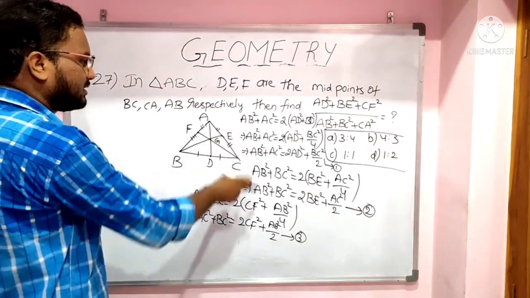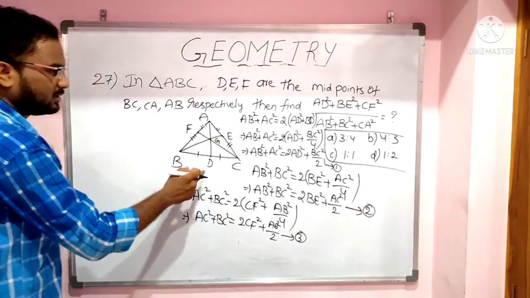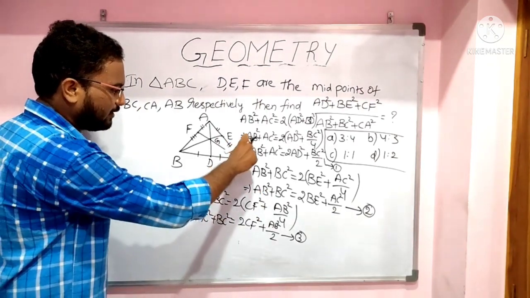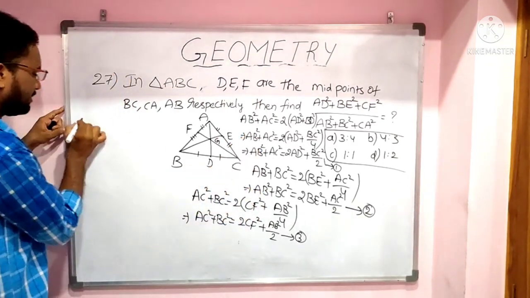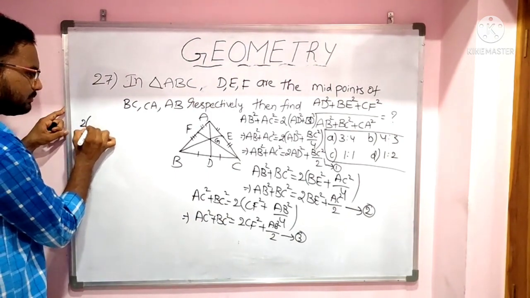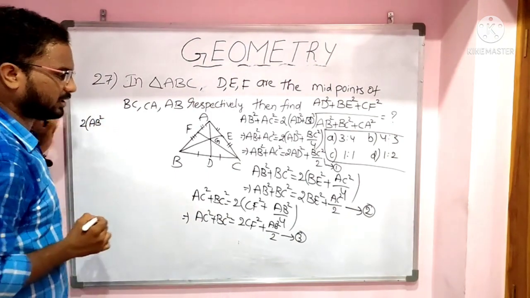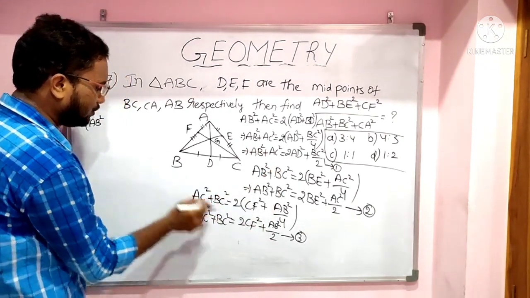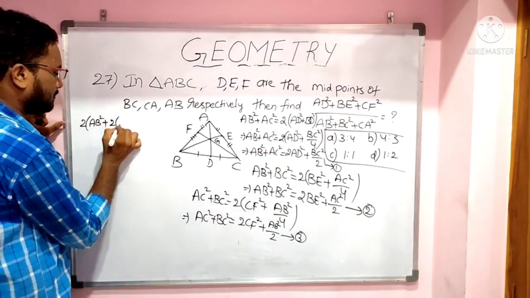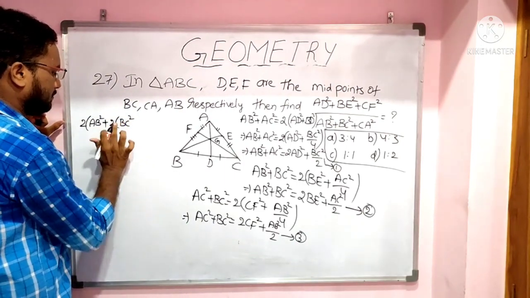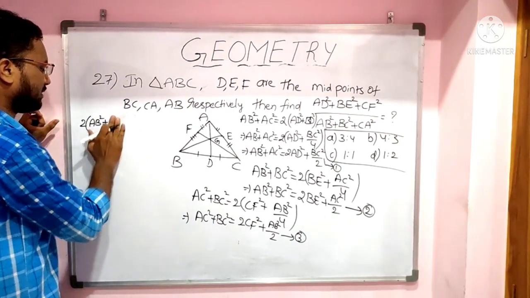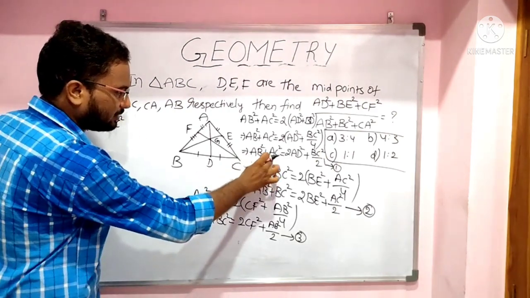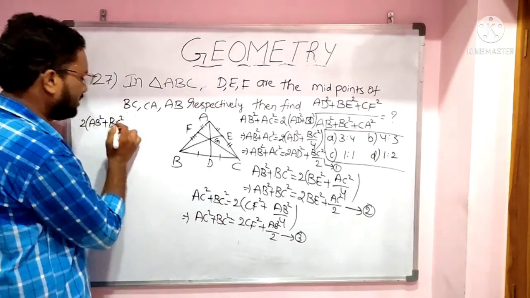So if we add all these three equations, what do we get? This is equation 1, this is equation 2, and this is equation 3. AB square plus AB square, 2 into AB square, and then BC square plus BC square, 2 into BC square. Let us take 2 as common. And AC square plus AC square, 2 into AC square.